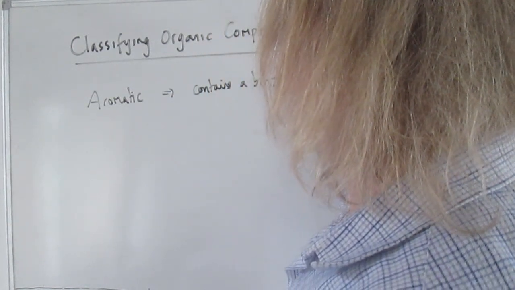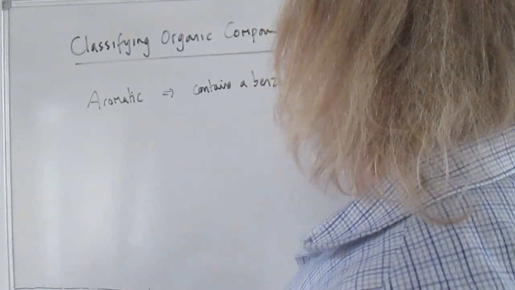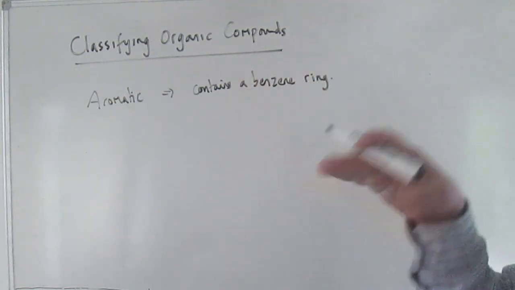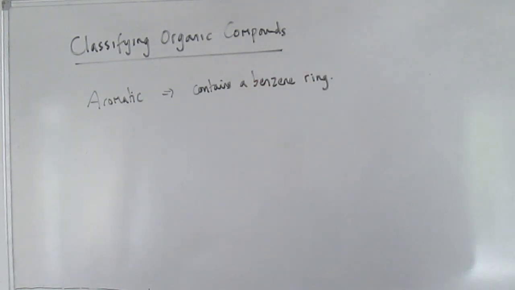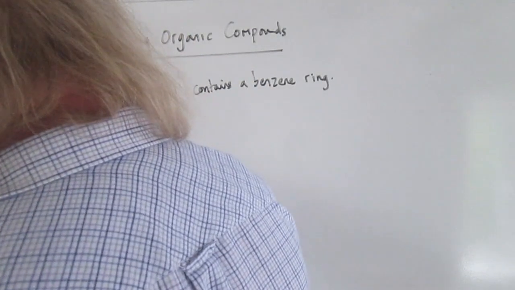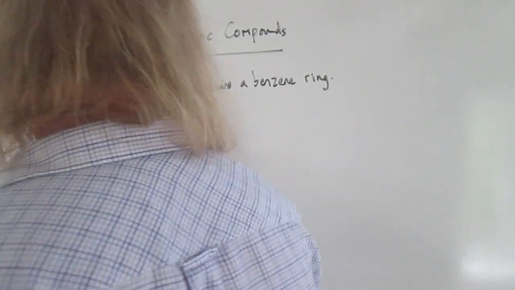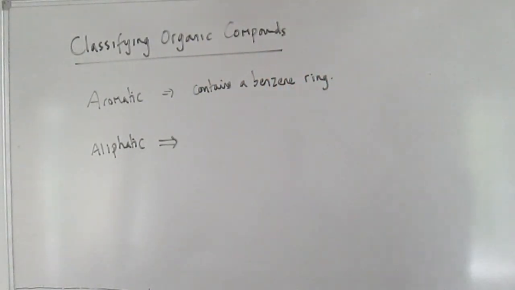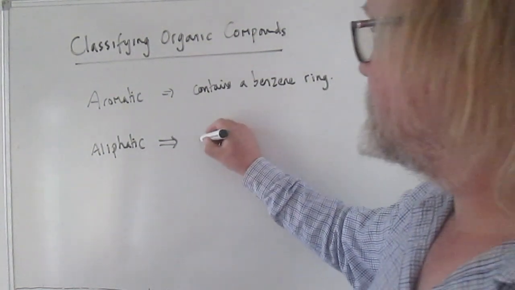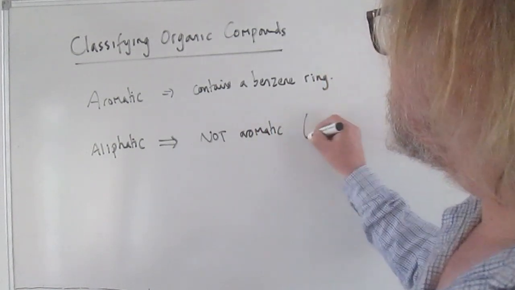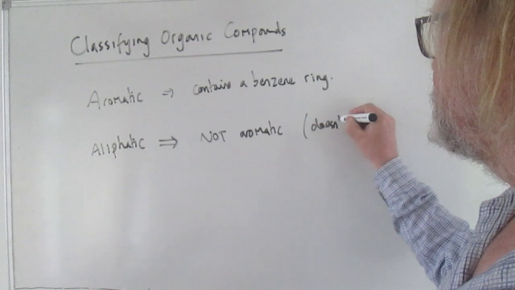So we can describe any compound as aromatic if it contains a benzene ring, or a group that's part of a compound as aromatic if it's based on a benzene ring. So we need the other word to describe compounds which are not aromatic, and that word is aliphatic. Aliphatic is a word we haven't really used before, but it just means not aromatic. In other words, doesn't contain a benzene ring.